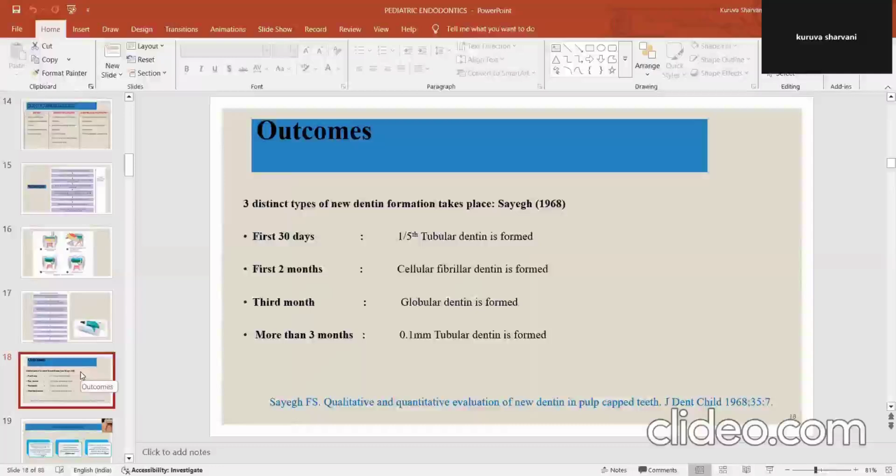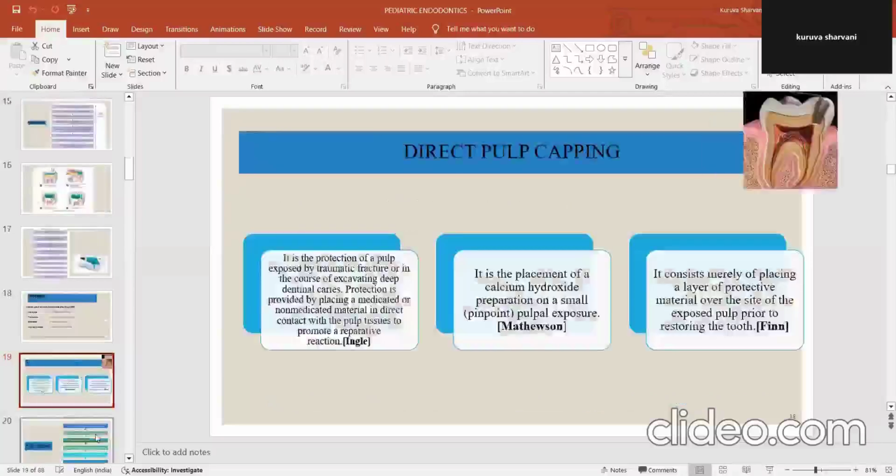So, a gross review of indirect pulp capping. What is that? Removal of the caries, while the deeper layer of caries is left behind. Placement of a suitable medicament like calcium hydroxide, followed by temporary restoration initially. Later on, after 6 to 8 weeks, what are we going to do? We remove the temporary restoration and place the permanent restoration, followed by stainless steel crowns. This is the overall outcome of indirect pulp capping.